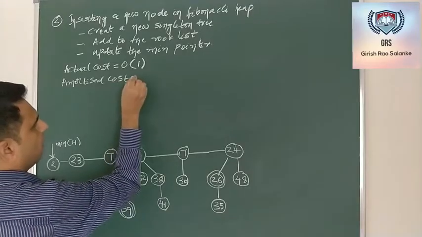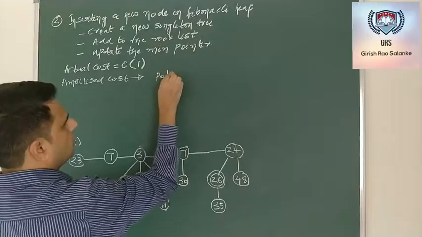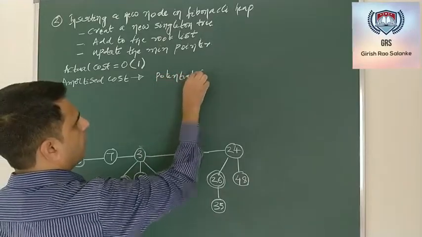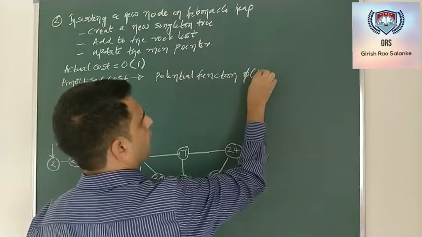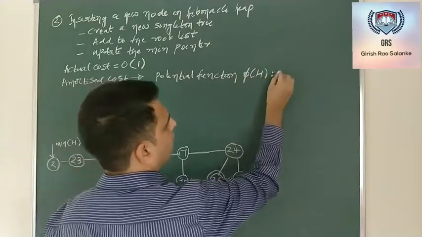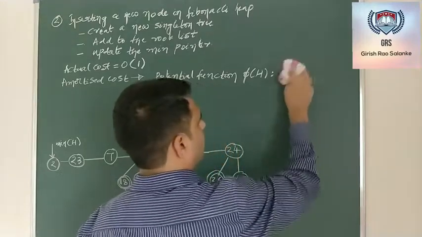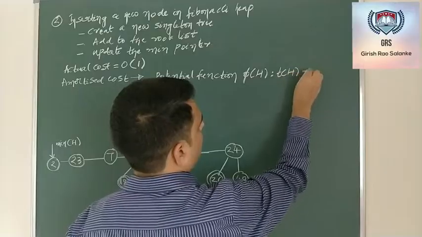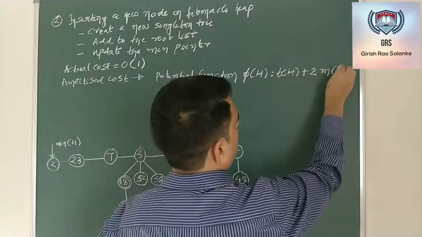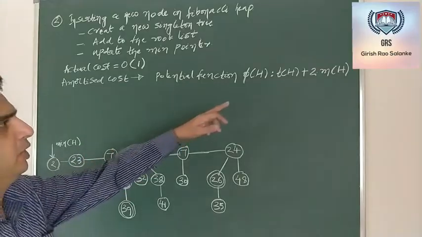So in case of the amortized cost, we have defined the potential function. That means what was the potential function? The potential function that we have defined is phi of h is equal to t of h plus 2 times m of h. This was the initial potential function.